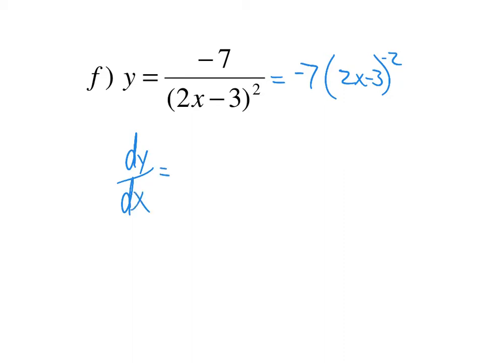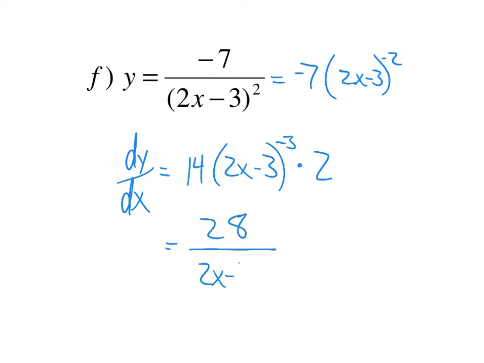Okay. So negative 2 times negative 7 is 14. 2x minus 3 to the negative third times 2, the derivative of the inside. So you get 28 over 2x minus 3 cubed.